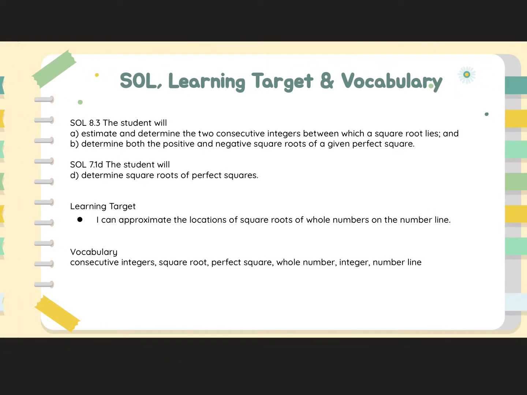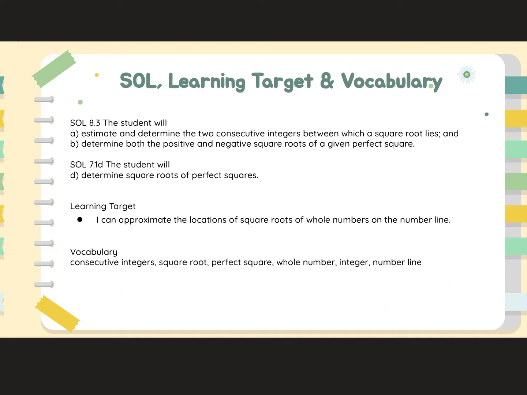All right, so SOL 8.3, the student will estimate and determine two consecutive integers between which a square root lies, and determine both the positive and negative square roots of a given perfect square. For 7.1D, determine the square root of perfect squares.